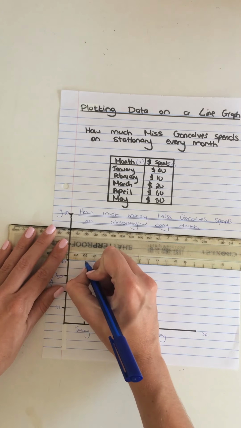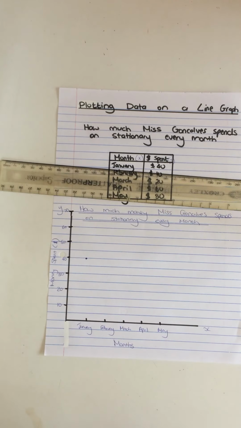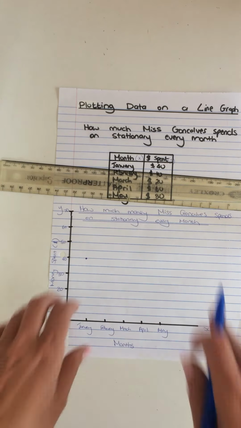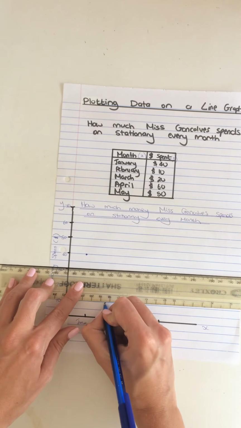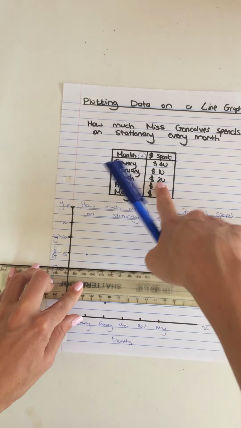January goes all the way up here, and I'm just going to put a dot or a point. I'm not drawing a bar, I'm just putting a dot or a point. And I'm going to do the same for February, $10. So again, I put my finger on February, I put my ruler on 10, and I go all the way up, and I put another dot. February was 10. March, $20.